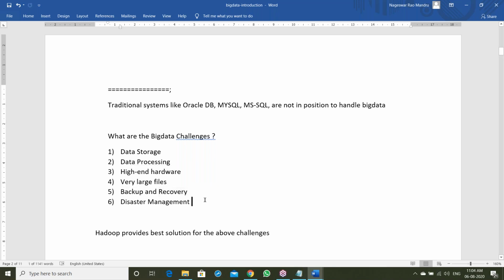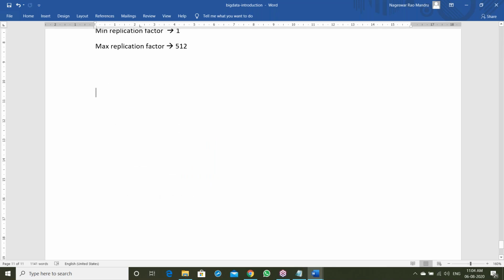Next, recovery. What is recovery? Let us see this. It is nothing but data recovery. First, let us see traditional systems. Next, we'll see Hadoop.